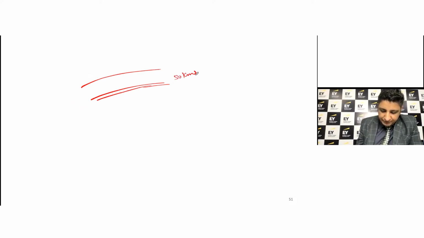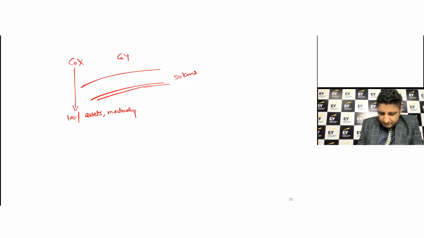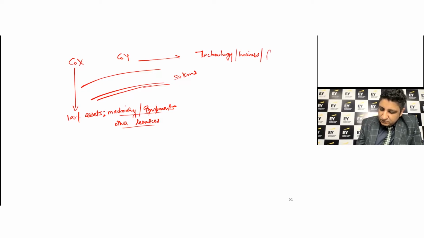There is a metro stretch of 50 kilometers. Two parties, company X and company Y, are collaborating. There's a joint arrangement. But then company X is bringing 100% of the assets, for example, in the form of machinery, equipment, and other resources. Company Y is bringing the technology. Let's say it's also involved in managing the licenses. It is also bringing the funding by means of, let's say, some loans, etc.